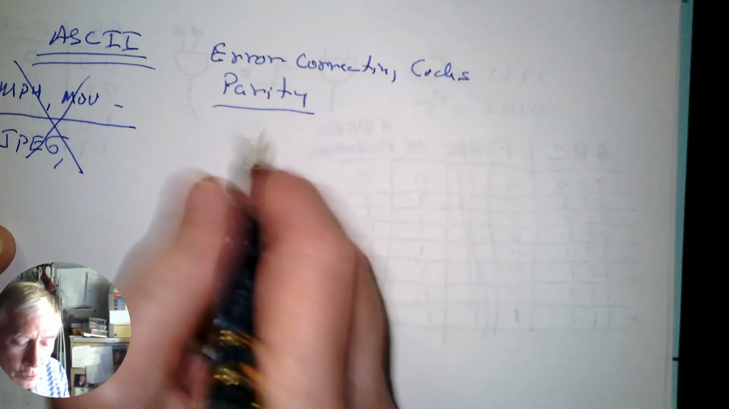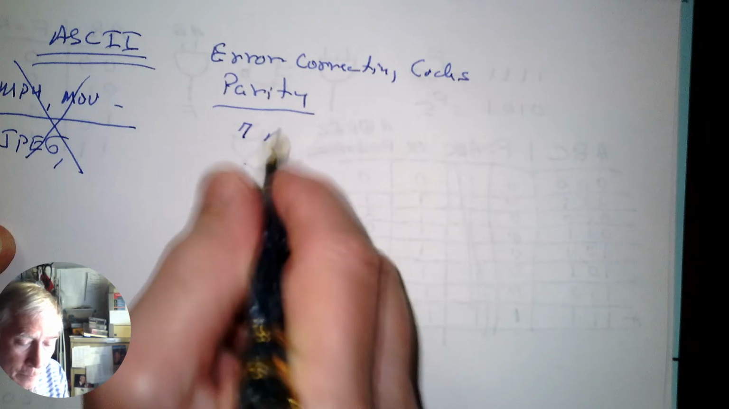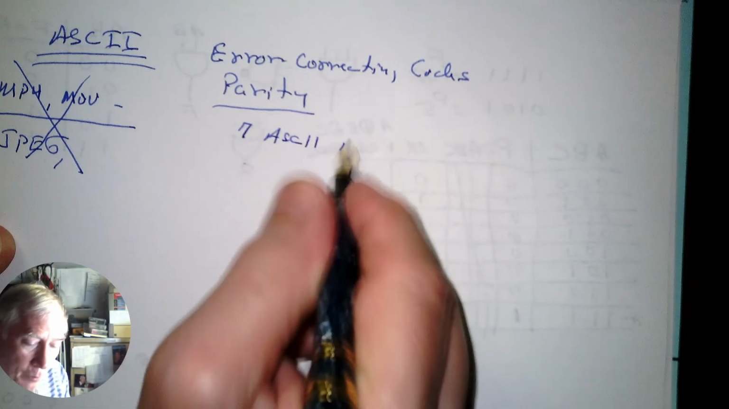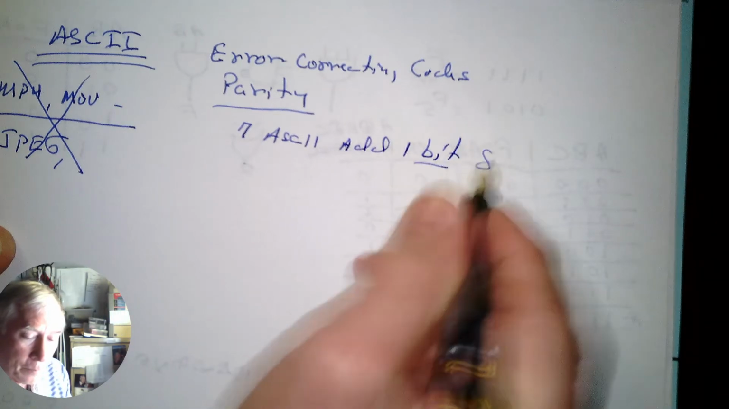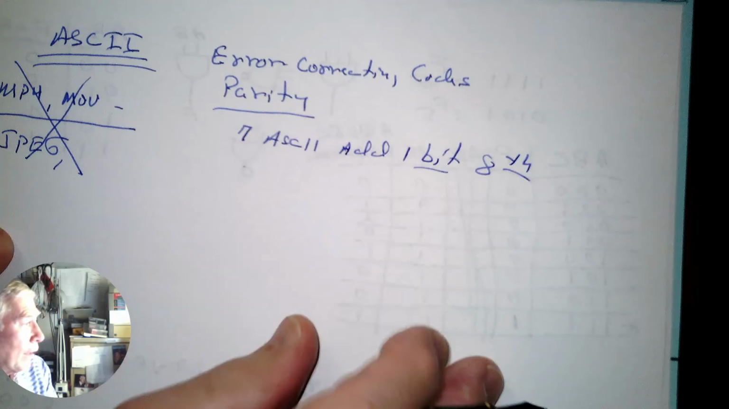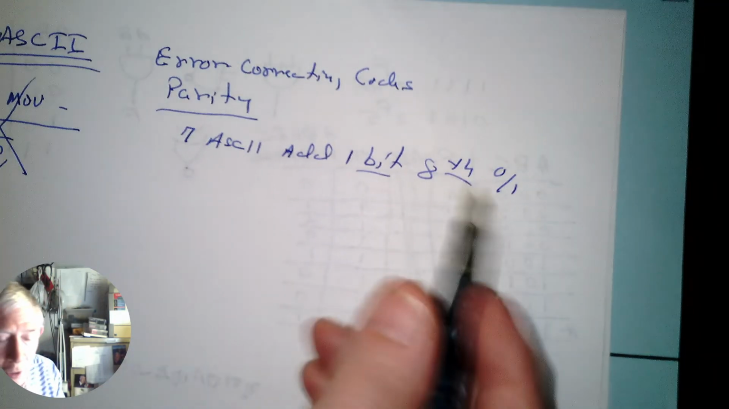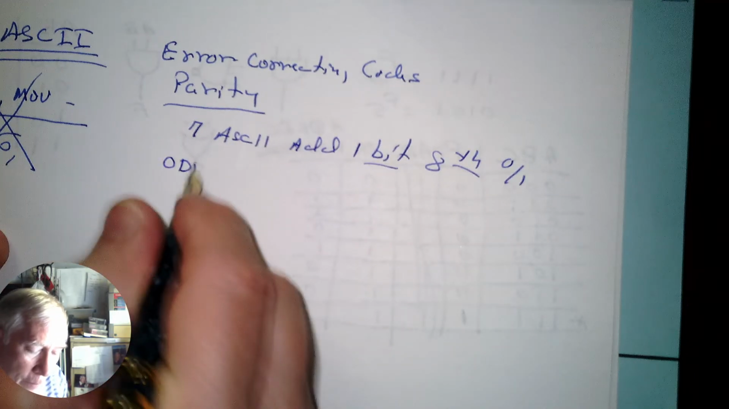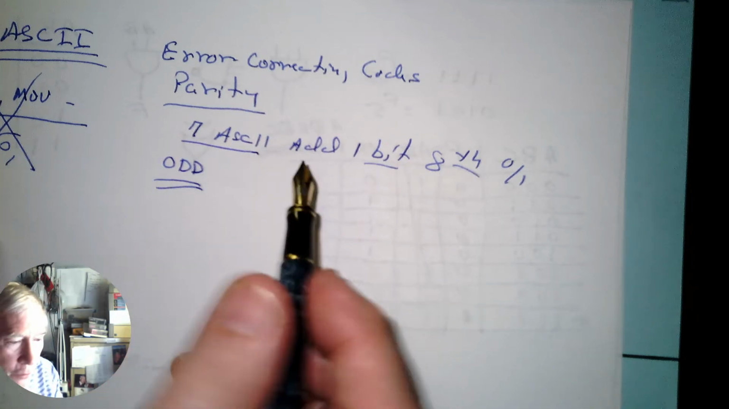And the way that worked, say you'd have a 7-bit ASCII code, and then you'd add a bit. You'd add 1 bit. And that bit would be your 8th bit. And that 8th bit could be a 0 or a 1. And it would depend on whether, let's say you're using odd parity. So if you're using odd parity, you count up the number of 1s in your ASCII code.